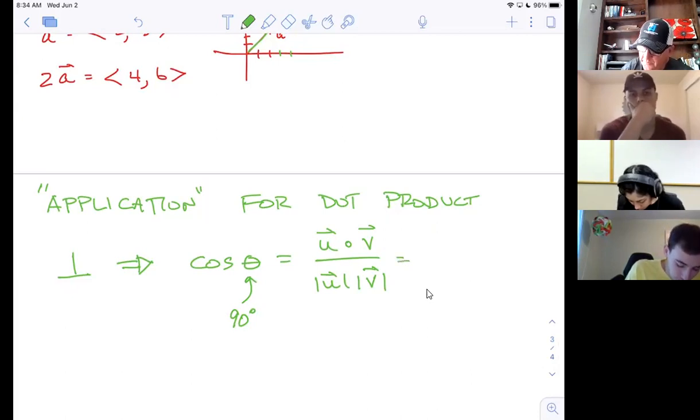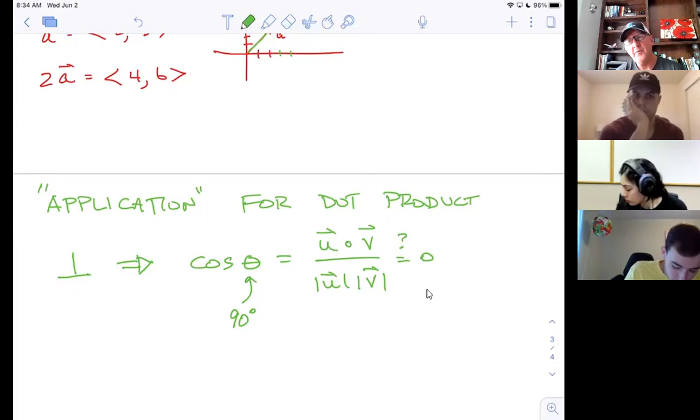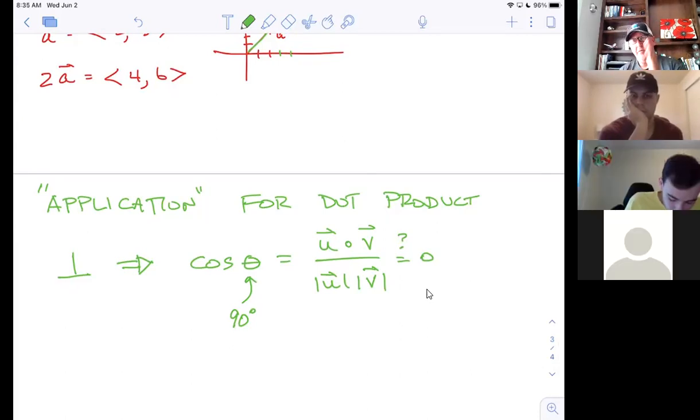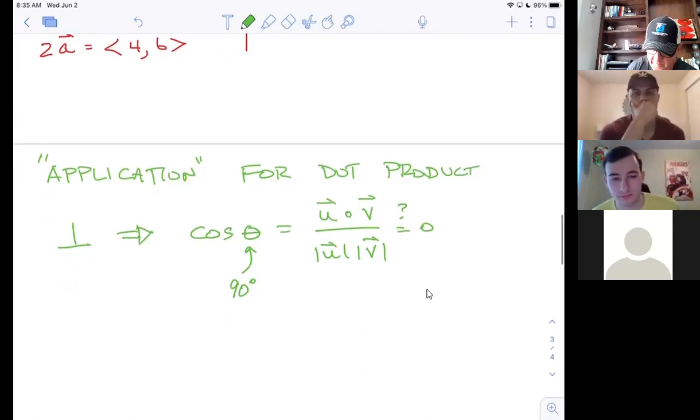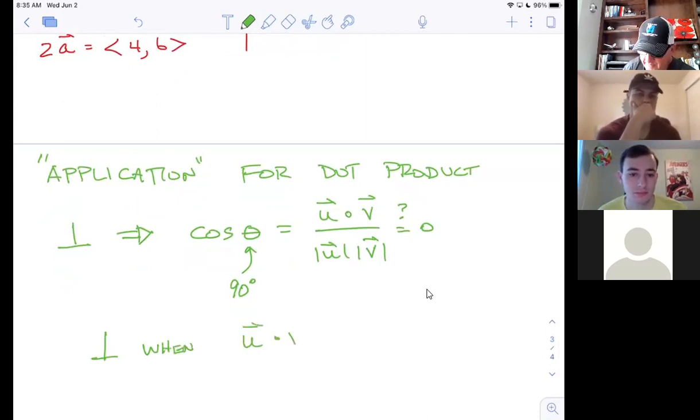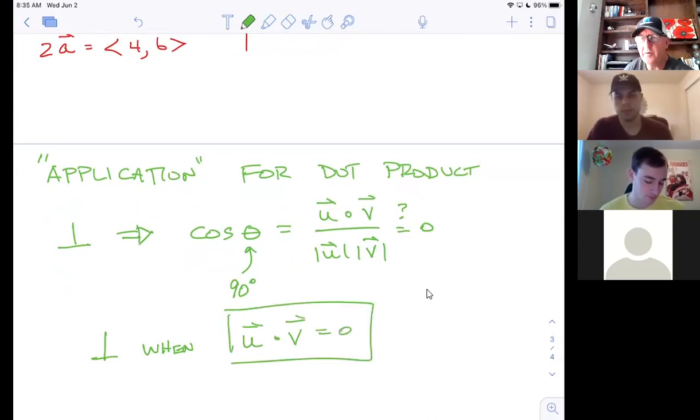Well, when is this equal to 0? Notice that's a very unique answer. We spent a lot of time recently on vertical slopes, and when a slope had a fraction like this, we have a fractional equation here. Well, when that's equal to 0 is just when the top is equal to 0. So does it make sense that it's perpendicular when u dot v is equal to 0? In a sense, it's like a shortcut, if you will.